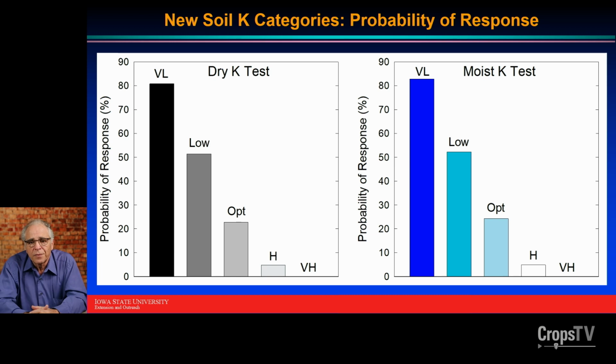And for soybean, for the moist test, we show about the same thing, the blue bars. You will notice that the very low bar for the moist test is a bit higher than for the dry. That's because the moist test is better at discriminating between responses for the different soil test values.